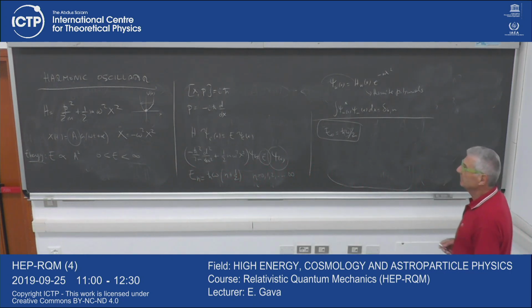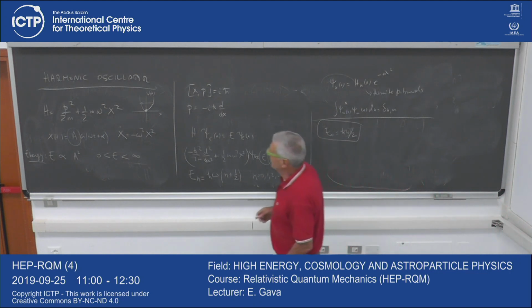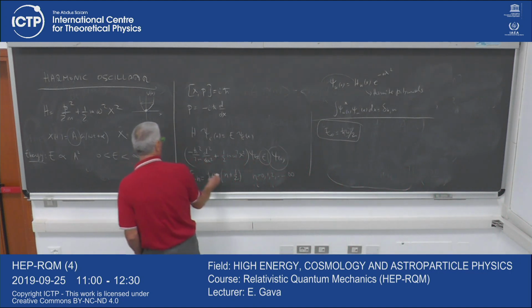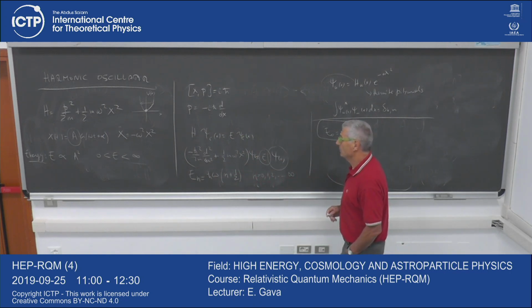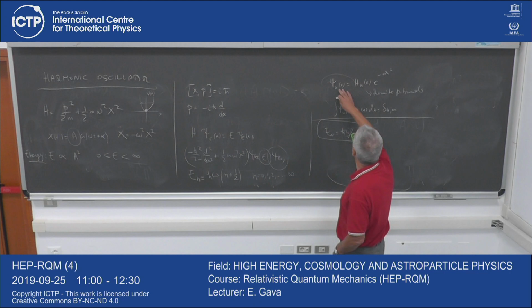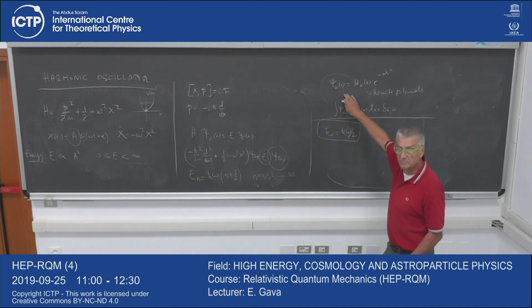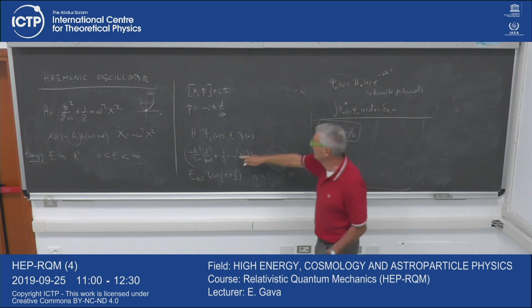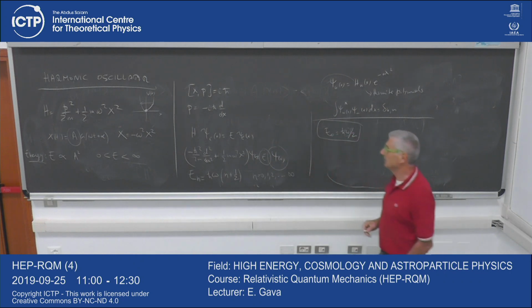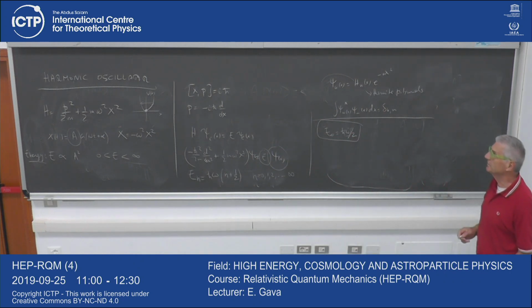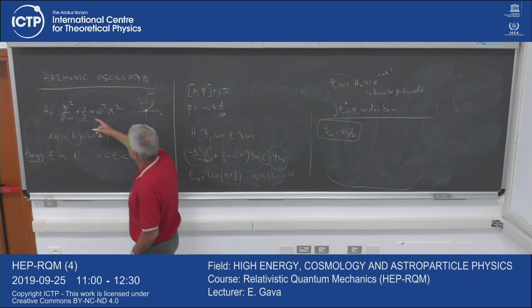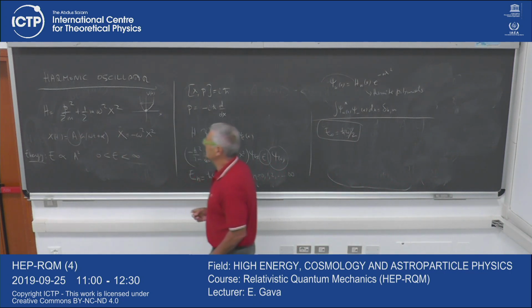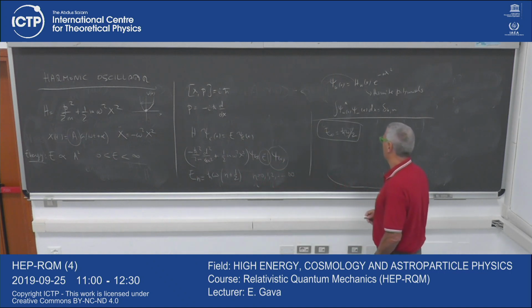So the easiest way to solve this problem, to find this spectrum, and also it allows us to find the explicit form of the wave functions without going through the solution of a differential equation, is the algebraic way, right? So one rewrites this quantum operator in terms of other operators.